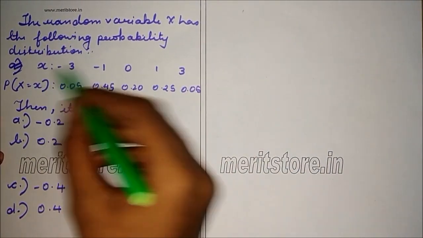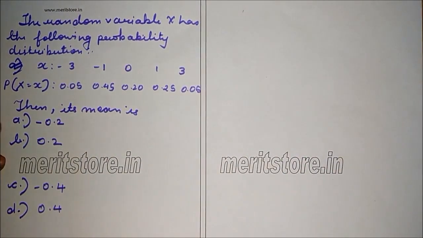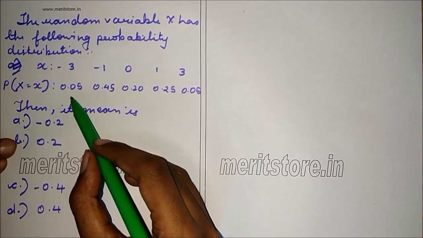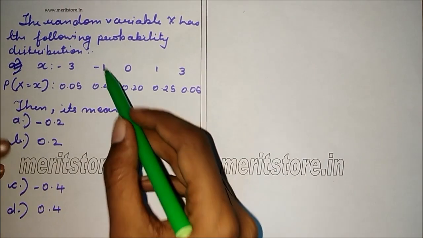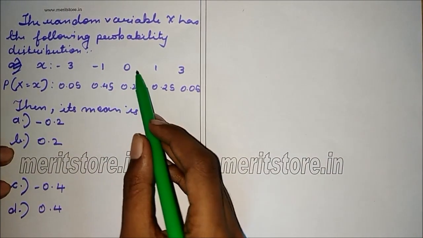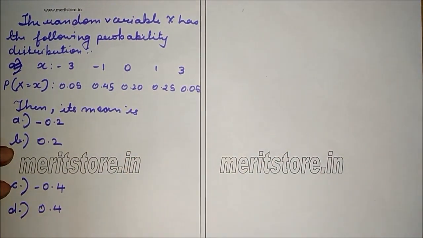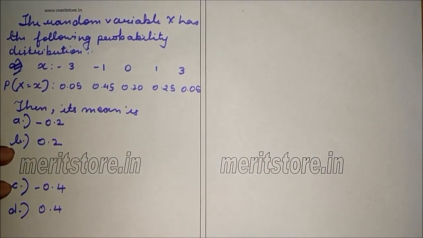The random variable x has the following probability distribution. For x equals minus 3, probability is 0.05. For x equals minus 1, probability is 0.45. For x equals 0, probability is 0.2. For x equals 1, probability is 0.25. And for x equals 3, probability is 0.05.